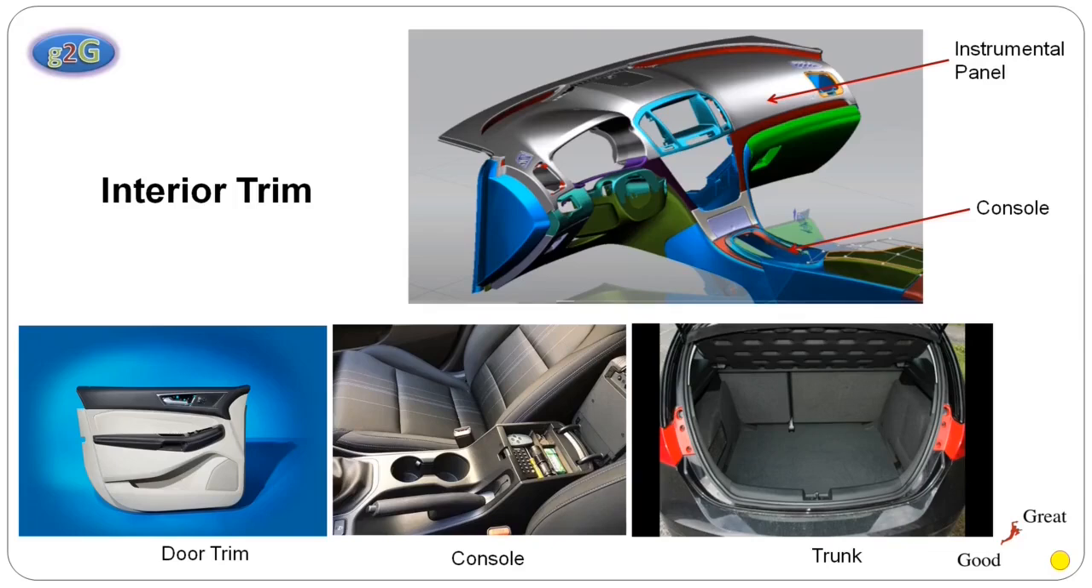Interior trim plays an important role in making the vehicle aesthetically beautiful. And all these parts are designed in CATIA V5. CATIA makes it very easy to design a beautiful product, a manufacturable product and a cost-effective product with all its available features.